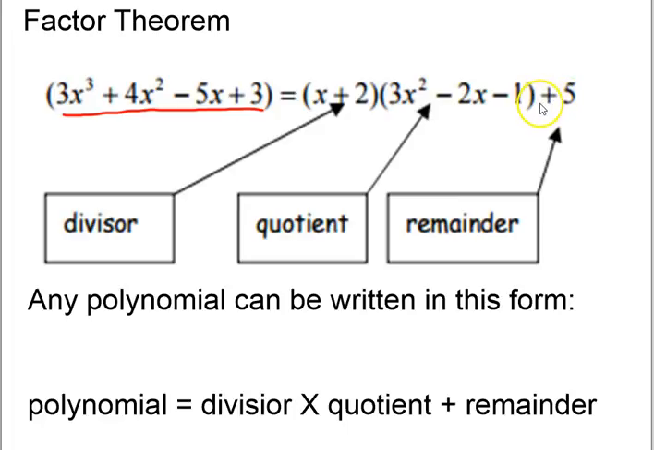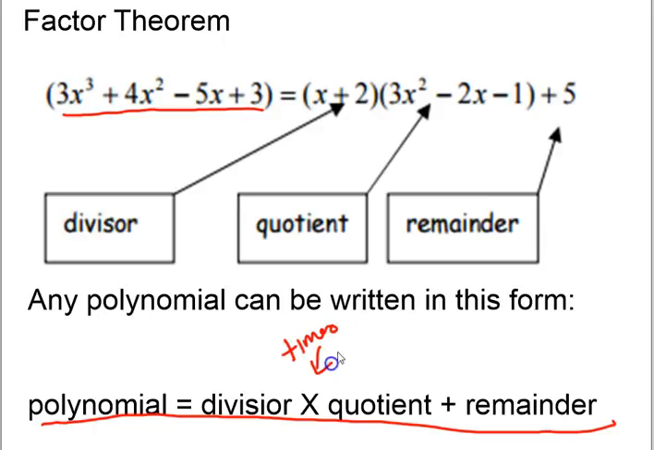Okay, so any polynomial can be written in this form. Any polynomial can be written as divisor times quotient plus remainder. And that's what I have right here. The polynomial can be written as the divisor times, that x is a times, it's multiplication, quotient plus remainder. So if you need to pause this and get this in your notes.